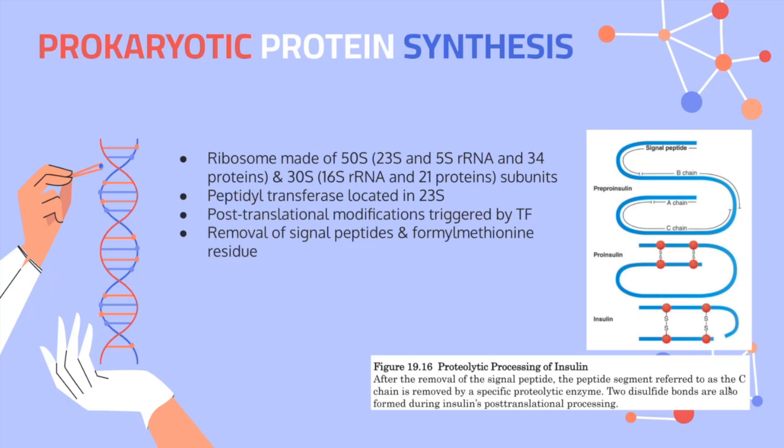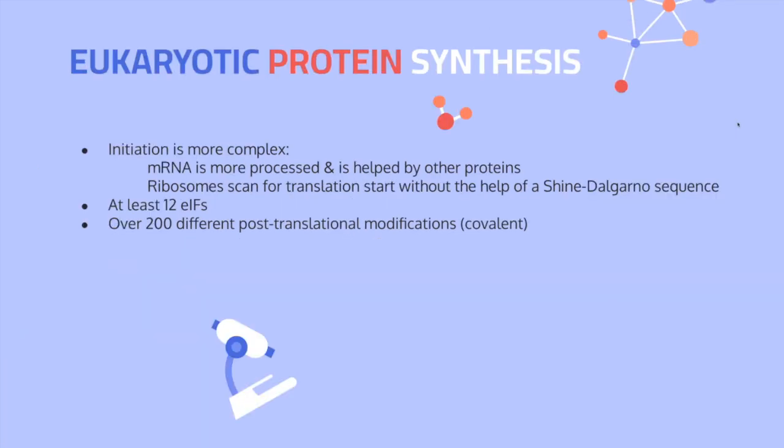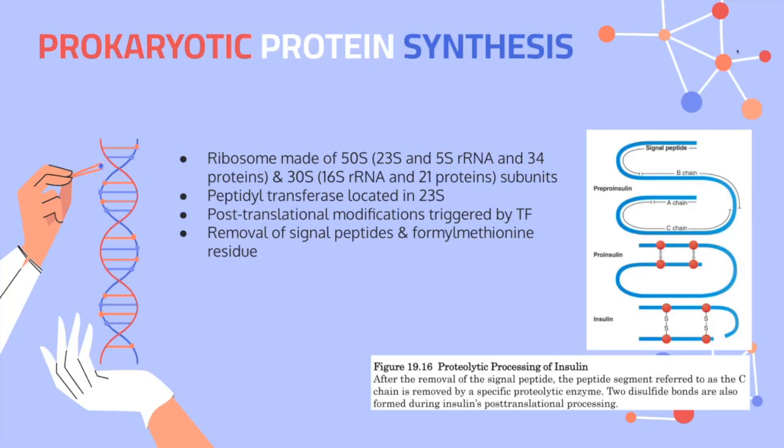Now signal peptides are peptides that bring the peptide from non-functional to functional. Here we have the example of insulin. Insulin starts as pre-proinsulin with a signal peptide. Then once the signal peptide is removed, it becomes proinsulin, and then finally it becomes insulin, which is the functional molecule.